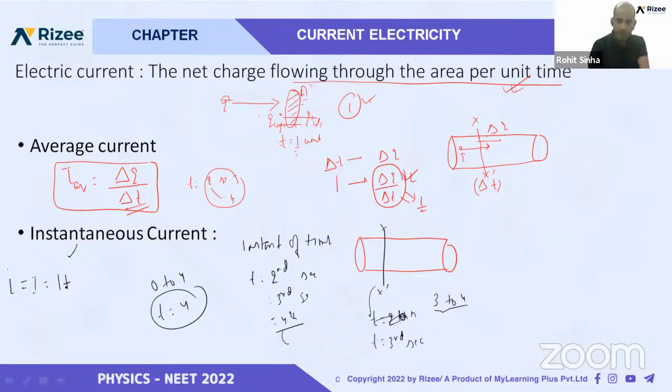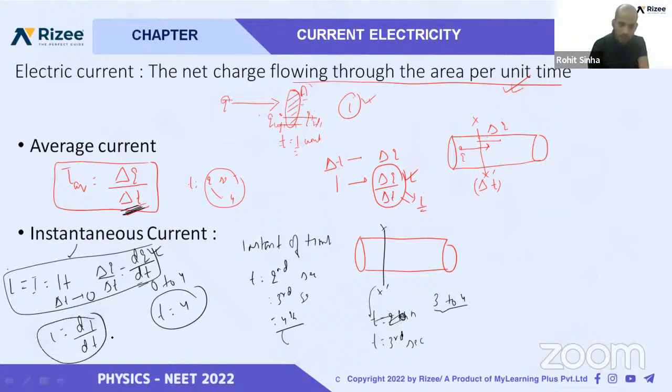we take the limit, delta t tending to 0. If we make this delta t very small, it will become dt. In this small interval of time, we will get a small charge, and we call it dq. So our instantaneous current is I is equal to dq by dt. Similarly, from here we can write dq is equal to I dt, and then we can integrate and obtain charge also. This type of numerical comes in your exam. We will solve some numericals based on it.